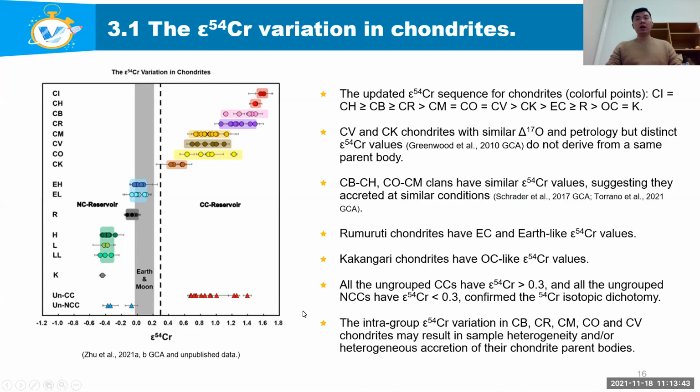And all the ungrouped CCs have epsilon 54 chromium values more than 0.3, and all the ungrouped NCCs have epsilon 54 chromium values less than 0.3, confirming the isotopic dichotomy. And we should also see that there are some intragroup epsilon 54 chromium variations in CB, CR, CM, CO, and CV chondrites. This may result from sample heterogeneity or just the heterogeneous accretion of their chondrite parent bodies.